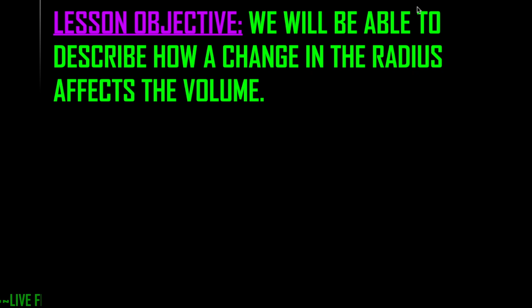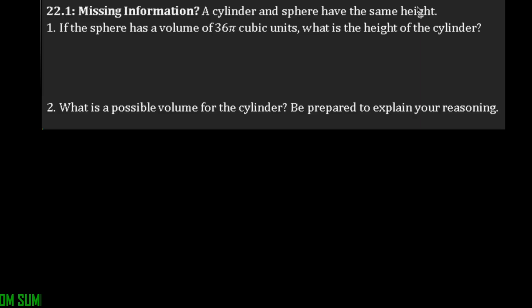In this video we're closing out unit number 5, talking about lesson number 22, and what we're going to be able to do today is describe how a change in the radius affects the volume. So for the first one it says, any missing information. It says a cylinder and a sphere have the same height, and if the sphere has a volume of 36 cubic units, what is the height of the cylinder?